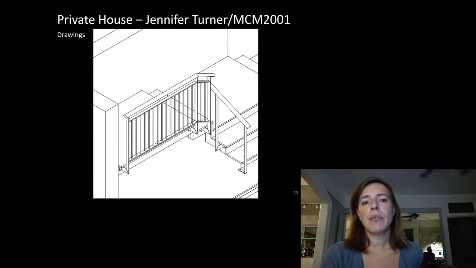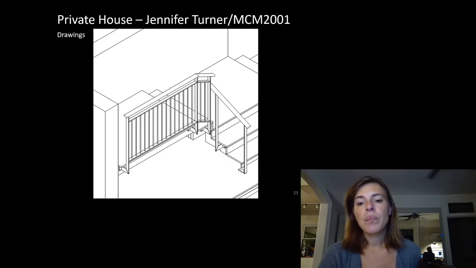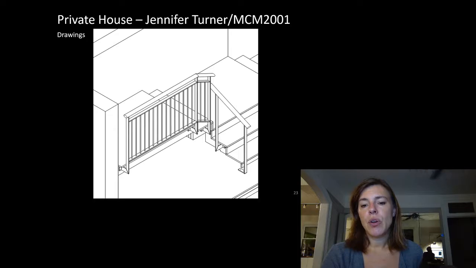This one came to me from Jennifer Turner, and she had drawn it, and she said, I don't know if I want this in aluminum. I don't know if I want this in steel. I don't know if I want cables. I don't know if I want rods. So I went through and analyzed it 4 different ways for her, showing the aluminum and the steel and cables and rods. And then between her and MCM 2001, they determined which one they wanted to do.